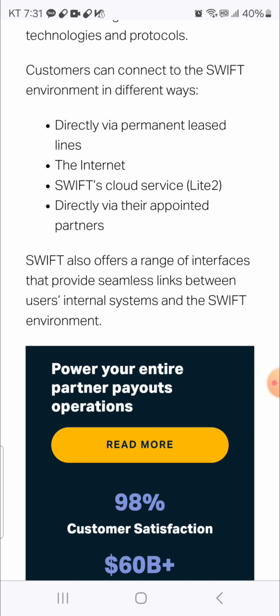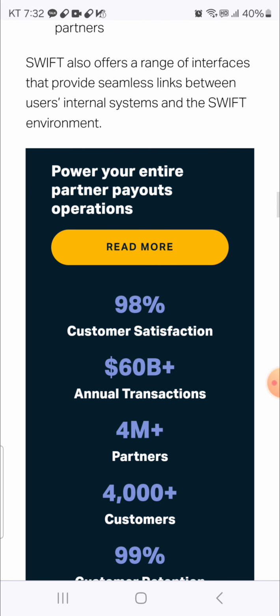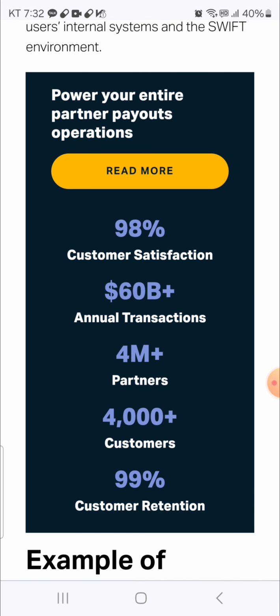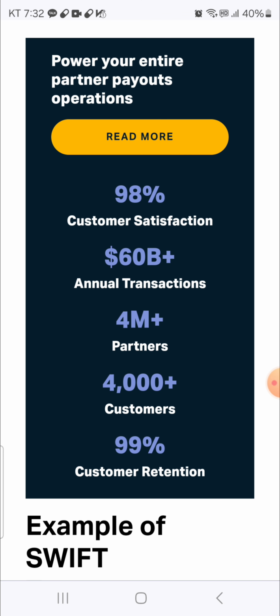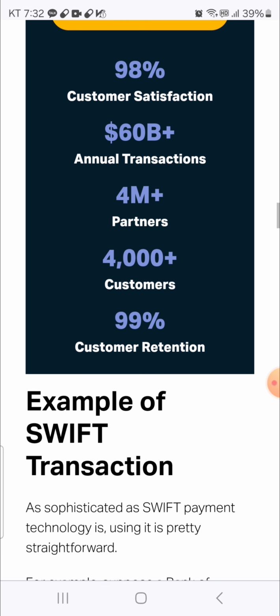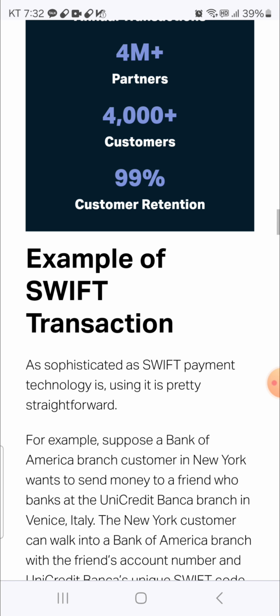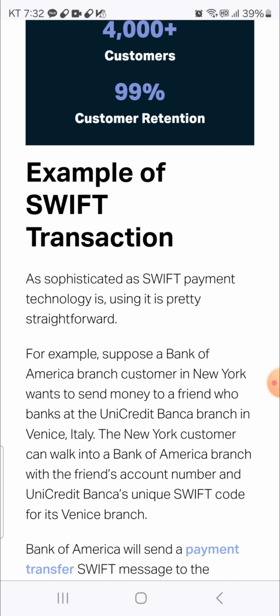Swift also offers a range of interfaces that provide seamless links between users' internal systems and the Swift environment. Power your entire partner payouts operations. Customer satisfaction: annual transactions, $20 billion plus. Partners are 4 million plus. 4,000 customers retention.